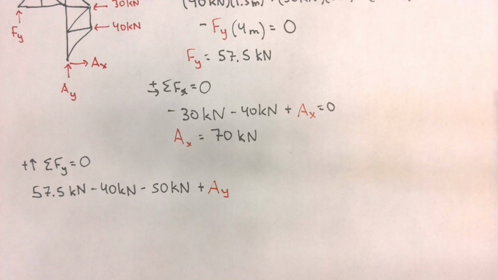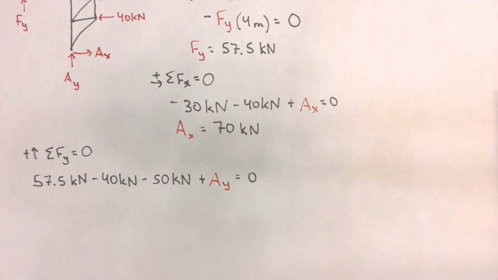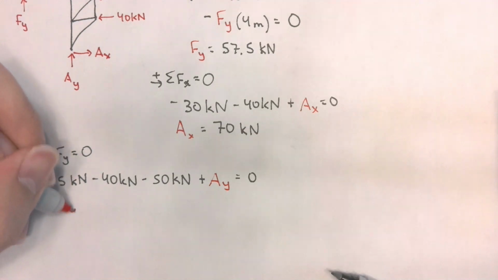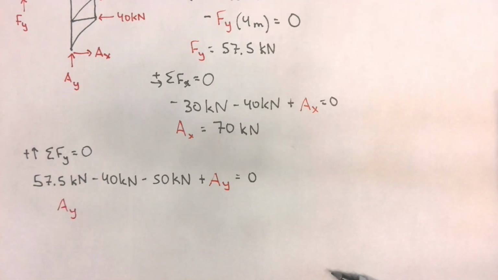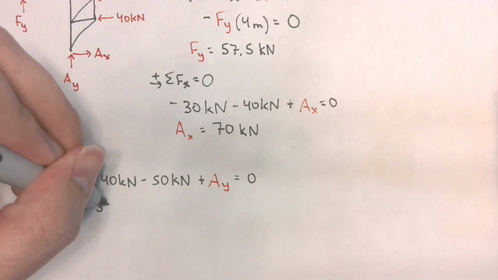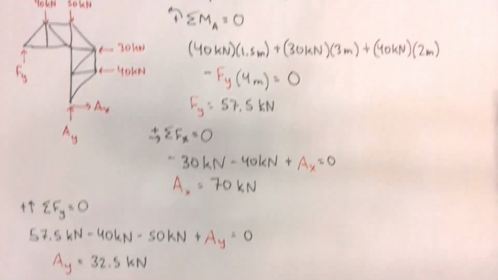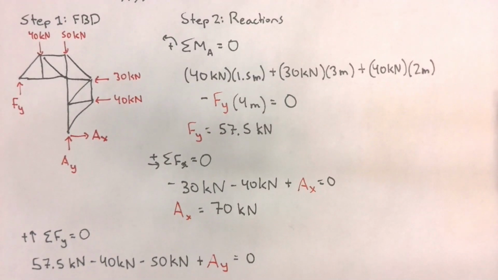And all this should equal 0. We only have one unknown, so we can solve for that, Ay. Ay should be equal to 50 plus 40 minus 57.5, or just 32.5 kilonewtons. Any questions with this part of the problem, finding the reaction forces?